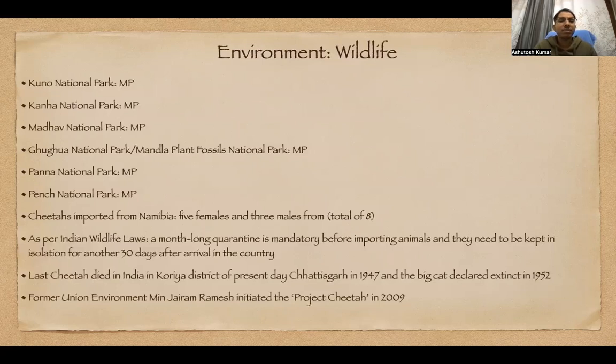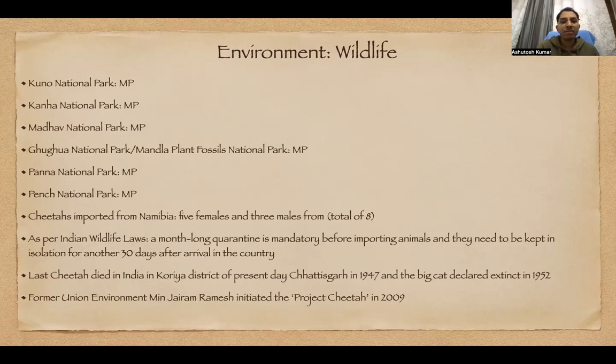Now about wildlife. So environment, I have written some of the national parks. You should read it yourself also, check it. There are more national parks as far as Madhya Pradesh is concerned. There might be more national parks, so check it yourself also. So Kuno National Park, Kanha Madhav, Ghughwa or Mandla Plant Fossil National Park, Panna National Park, Pench. These all are in Madhya Pradesh.